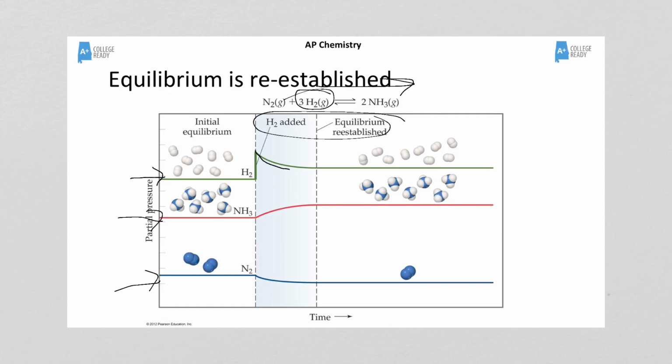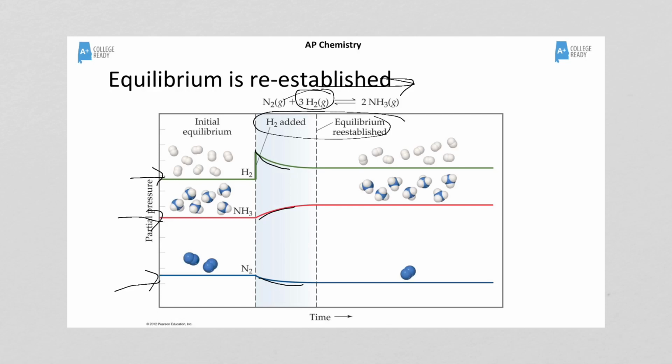What else should decrease? Nitrogen decreases a little bit. And what should ammonia do since it's a product? It should go up. Now notice hydrogen goes down a lot, nitrogen barely decreases, and ammonia goes up, it looks like a little bit more. So make sure you understand why.